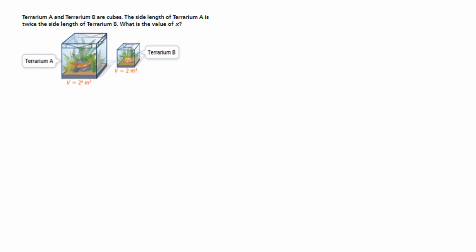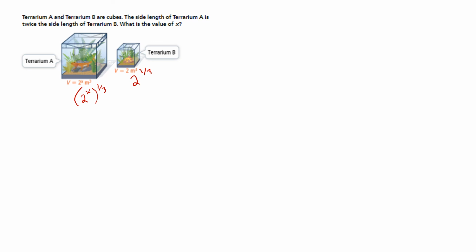Similar here, we have terrarium A and terrarium B are cubes. The side length of terrarium A is twice the side length of terrarium B. What is the value of x? So we have volumes. The volume of a cube is a side cubed. So to get back to a side, we'd have to do the cube root, or go to the 1/3 power. So we have 2 to the x to the 1/3, and 2 to the 1/3 would be the side lengths.